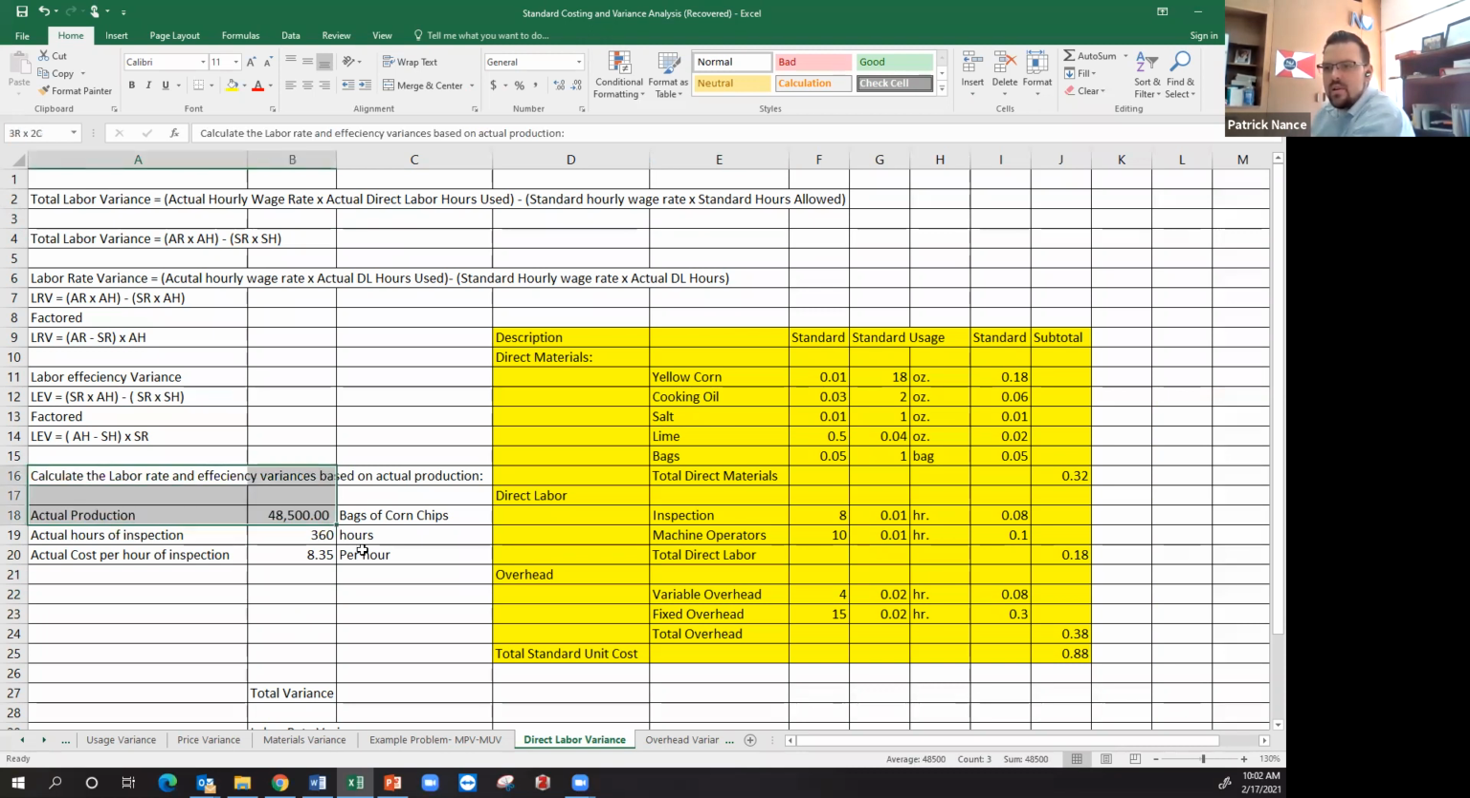So here's the information for the actuals. We got the actual production of 48,500 bags of corn chips, the actual hours of inspection, 360. Actual cost per hour of inspection is $8.35. Here are my standards. For my labor, we could look at machine hours too, but in this case, we've only got information about inspection. So I should have spent $8 per hour and only spent 0.01 hours on my inspection for these corn chips.